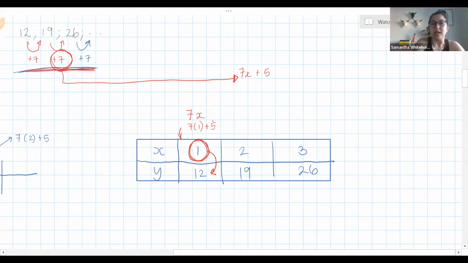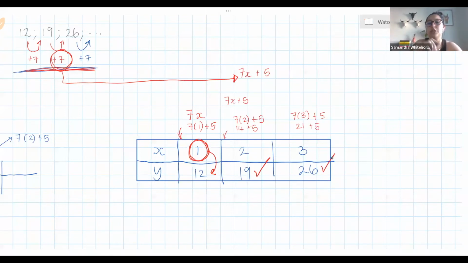Now I want to check if the rule that I've got of 7x plus 5 works for all of my values. So let's check the second one. If I said 7 times 2 plus 5, I want to make sure I get 19. 7 times 2 is 14, plus 5 gives me 19. So the rule's working. If I take it for 3, 7 times 3 plus 5, 7 times 3 is 21, plus 5 is 26.